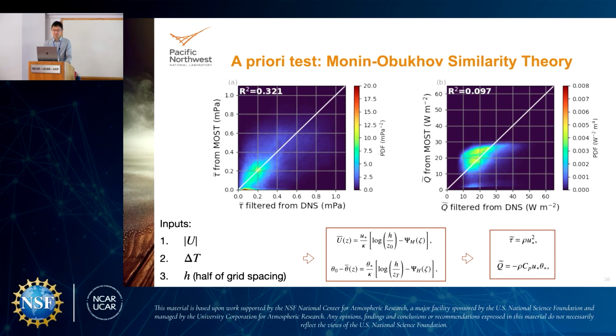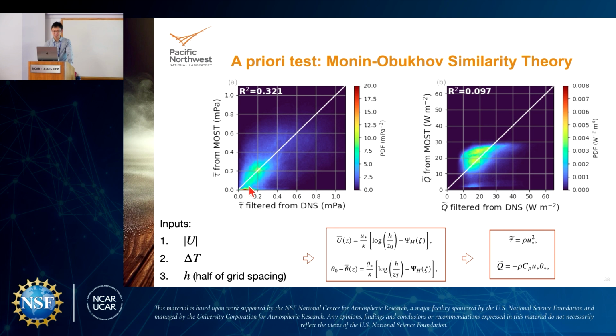And this is the a priori test of Monin-Obukhov similarity theory, MOST. We compare the surface shear stress filtered from DNS, and the same for heat flux. The y-axis is those predicted by MOST if we use the filtered input features for MOST. And we found that our R-square values are not very good for our thermal convection case. For surface shear stress, there is a peak near zero where MOST predicts almost no surface shear stress, but DNS shows that there is surface shear stress.